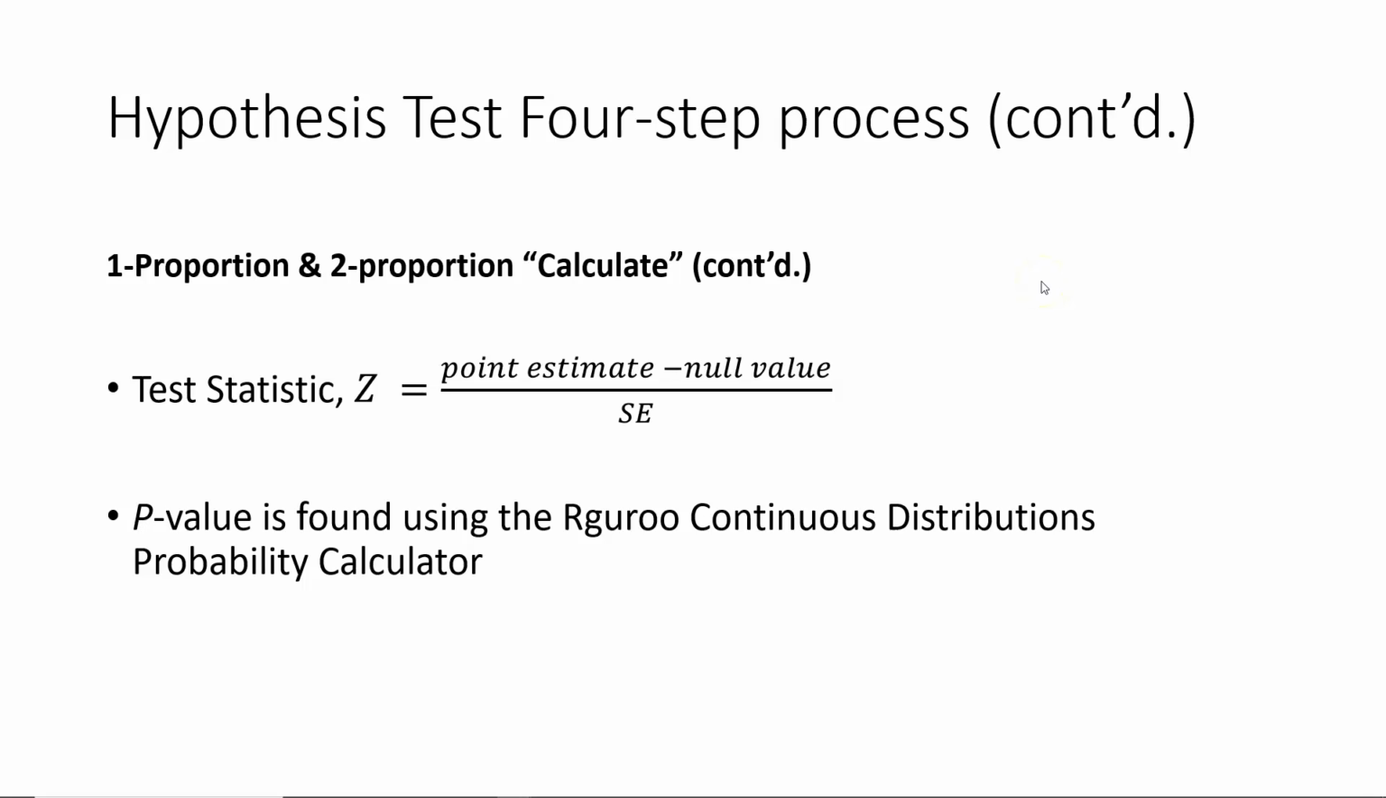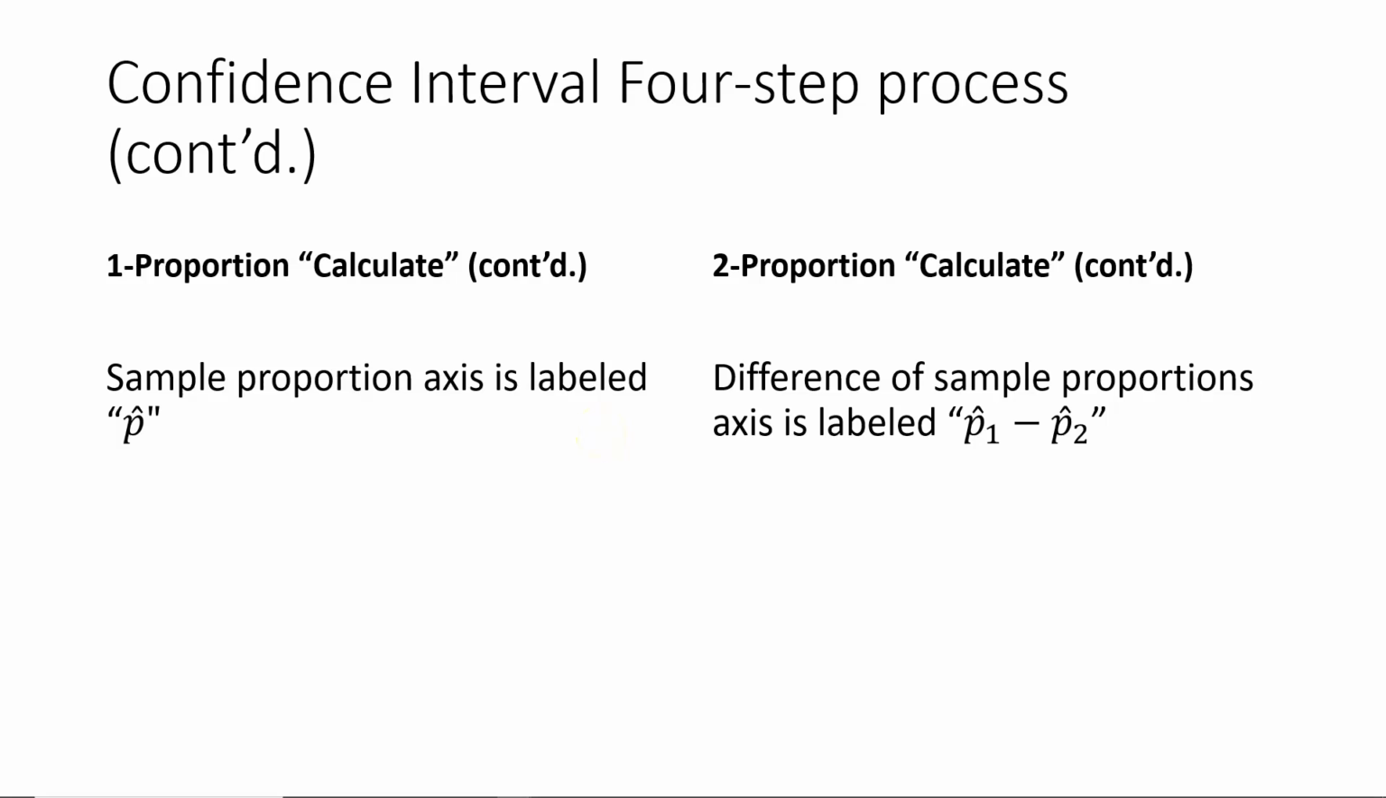The next thing we notice in comparing and contrasting the one proportion and two proportion calculate step is that the formula for finding the test statistic, capital Z, is exactly the same for both, and the method for finding the p, or probability value, is exactly the same for both also, in that we use the Arguru continuous distributions probability calculator. So in comparing and contrasting the two types of hypothesis tests for the calculate step, we have one last difference I want to point out, and that's the way in which we label the variable axis that's included on the sketch. So for a one proportion case, it's labeled as p hat.